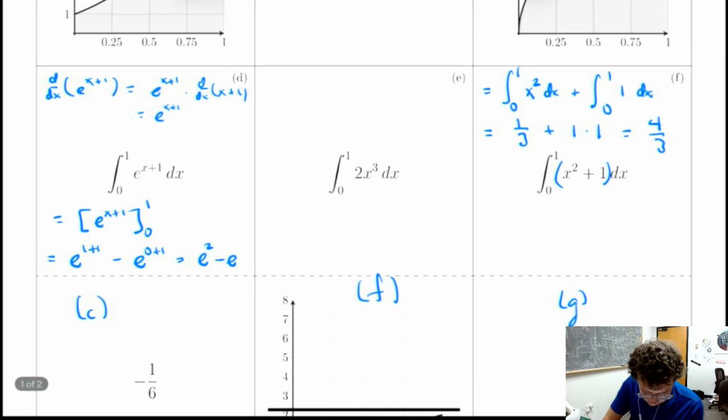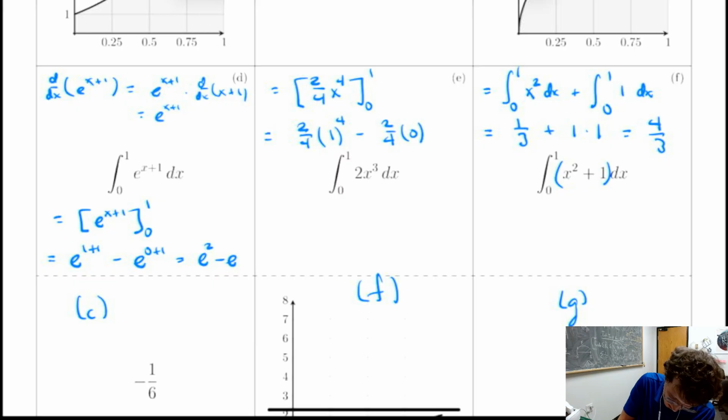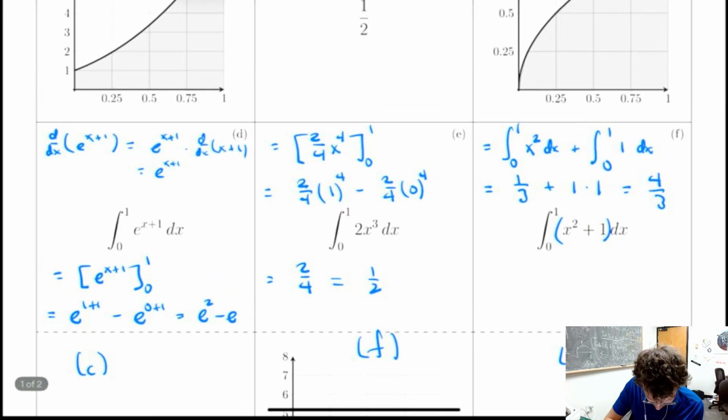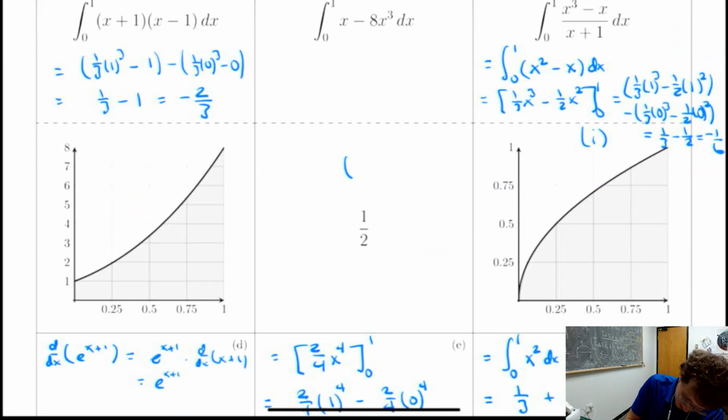Okay, integral of 2x cubed. The antiderivative is 2/4 x to the 4th. Evaluate from 0 to 1. Okay, 2/4, which is 1/2. Here we go, 1/2. Domino E.